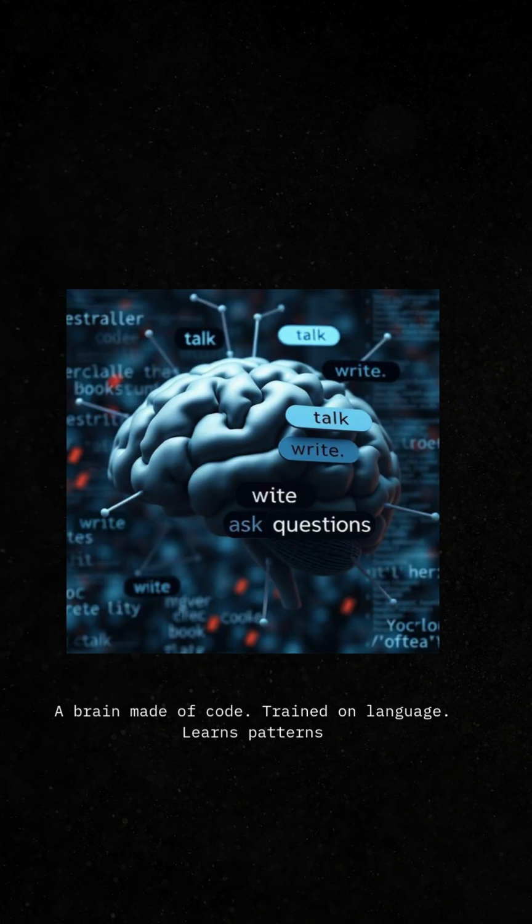A large language model, or LLM, is kind of like a brain made of code. It reads a huge amount of text and learns the patterns in how people talk, write, and ask questions.